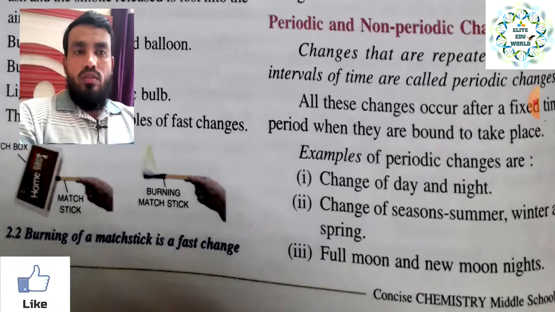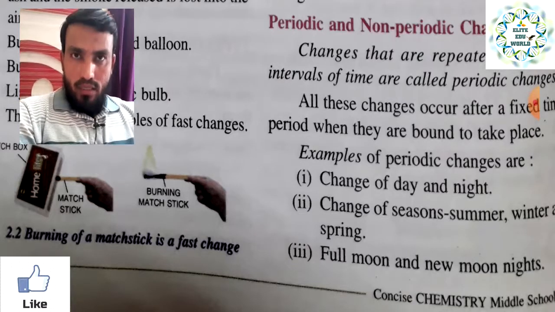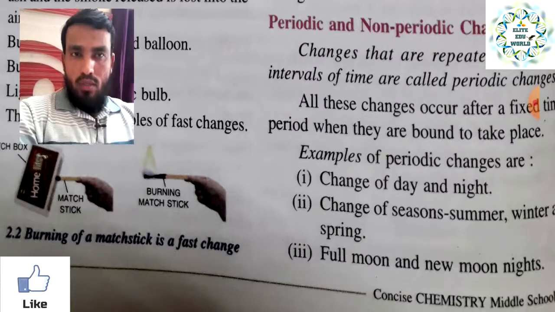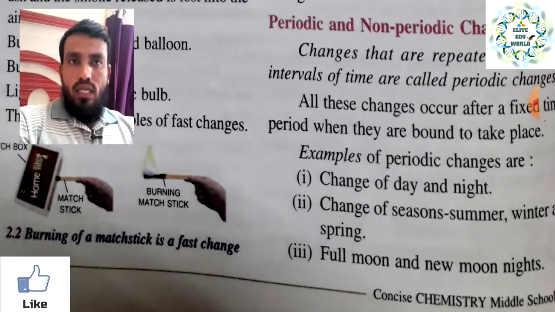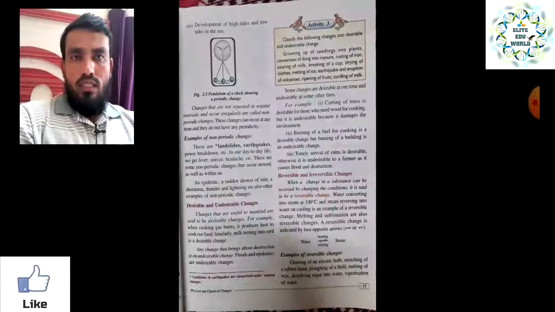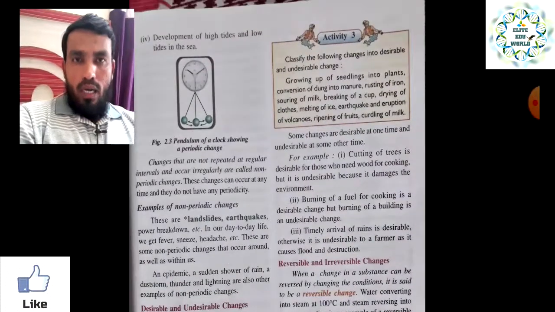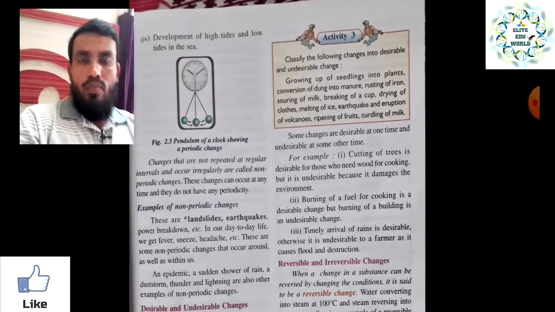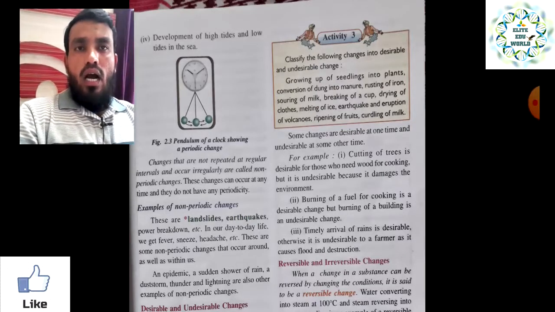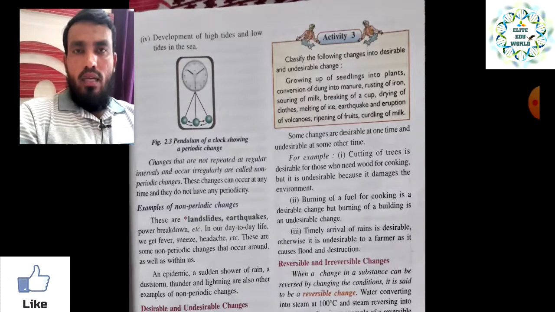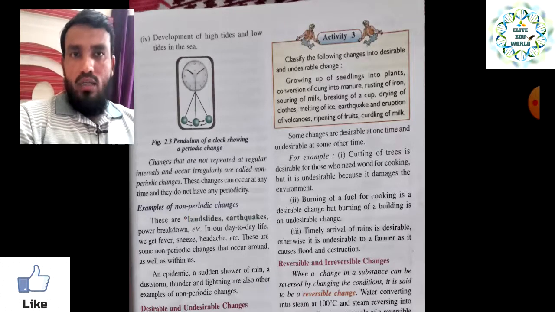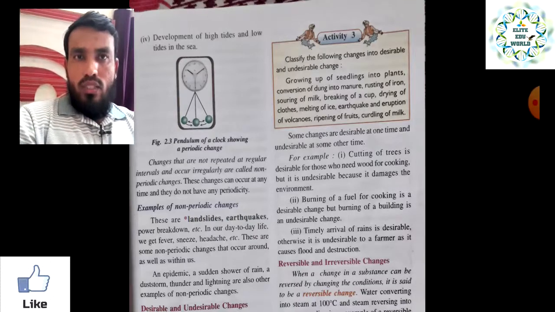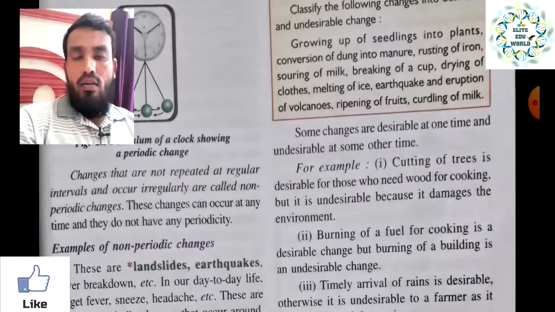Full moon and new moon nights also have a particular time period. After a particular time only, they will happen, so they also come under periodic change. Whatever changes repeat themselves after a particular time come under periodic change. Or the development of high tides and low tides in the sea, at daytime and night time, has a fixed time period. So that also comes under periodic change.